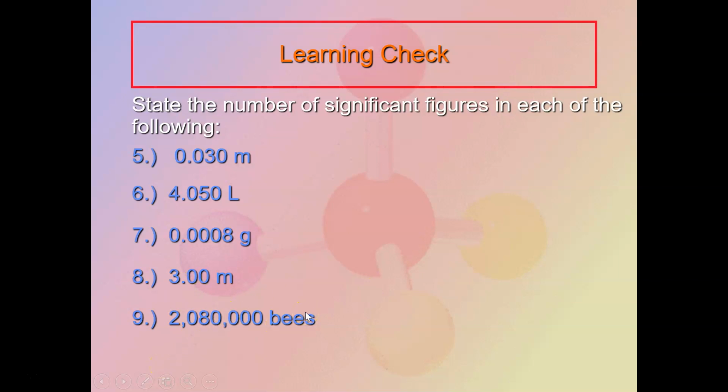Now 9 probably got you. The unit on number 9 is B's. How did I figure out how many B's I had? I counted them. Are counts exact numbers or are counts measurements? Counts are exact numbers, meaning I do have 2,080,000 B's. All 7 of those numbers are significant. So always check your unit to make sure you weren't actually counting. But all of these meters, liters, grams were measurements, so we could do significant figures.